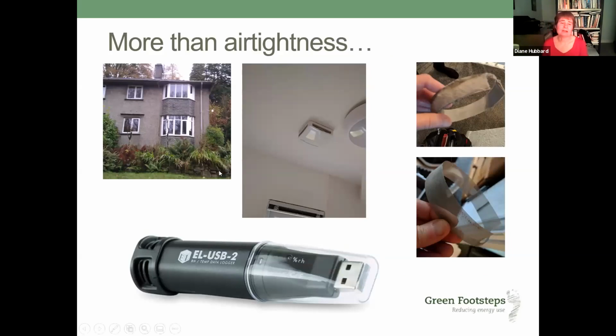This property is 1930s construction. It's a semi again. It had a benchmarking test initially before the refurbishment that was coming out sort of low 20s, so relatively poor.